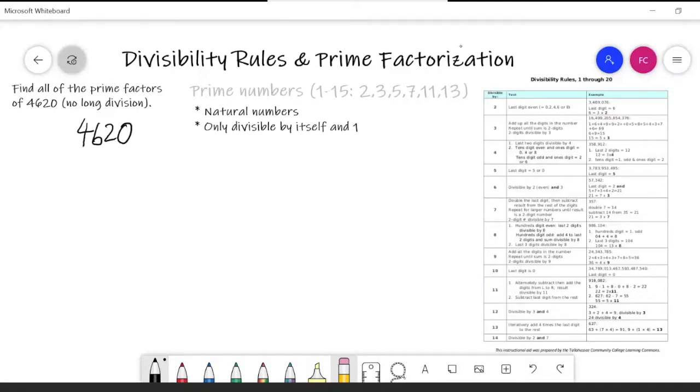For me, the first thing I notice is that this number ends with a 0. Now, looking at our divisibility rule chart over here on the right, we now know that 4,620 is divisible by 10. Put that on the chart. On the other branch, it would be 462 because 4620 divided by 10 is 462. Okay, but when we check over our list of prime numbers, 10 isn't on there because 10 is made up of 2 and 5. So let's write that under 10.